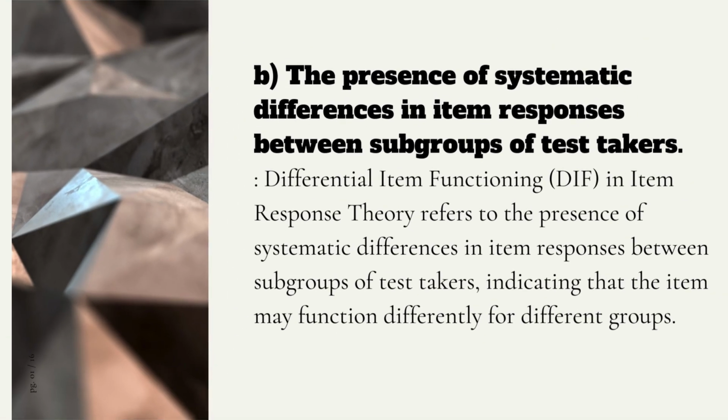B. The presence of systematic differences in item responses between subgroups of test takers. Differential item functioning, DIF, in item response theory refers to the presence of systematic differences in item responses between subgroups of test takers, indicating that the item may function differently for different groups.